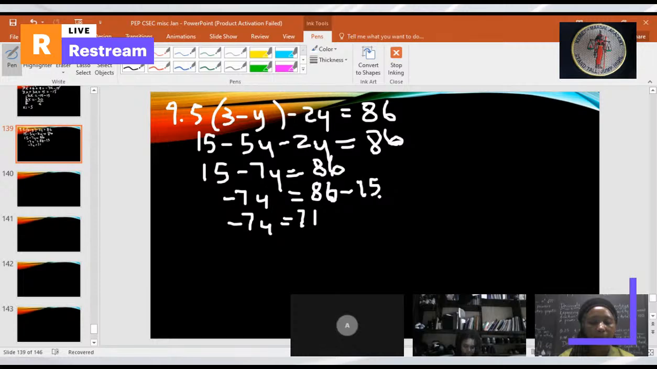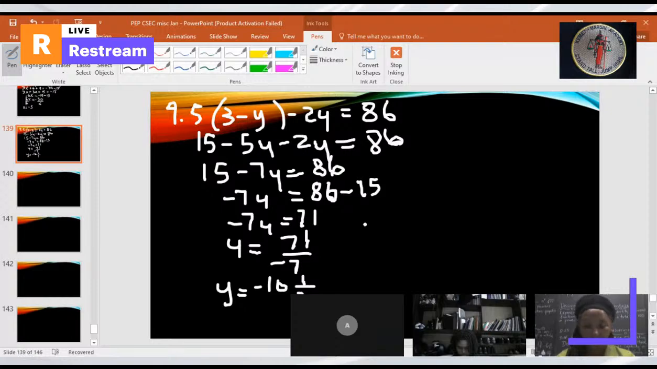Then you say y equals 71 divided by negative 7. And y is? Y is equal to negative 10 and 1 over 7. Okay, negative 10 and 1 over 7. All right, so we got a fraction, which is allowed, that's perfectly fine.